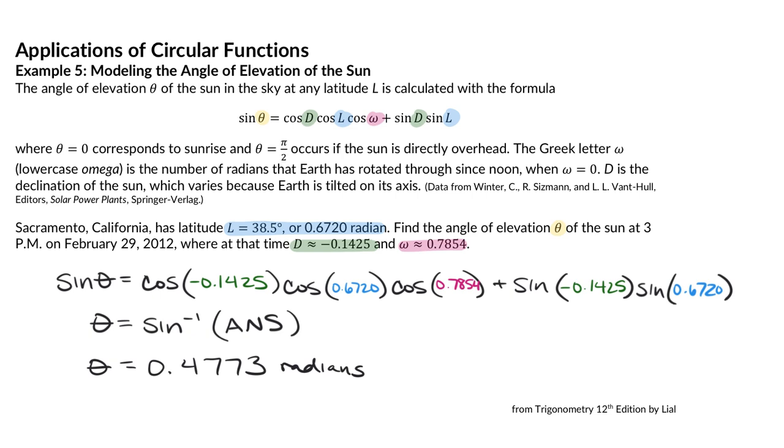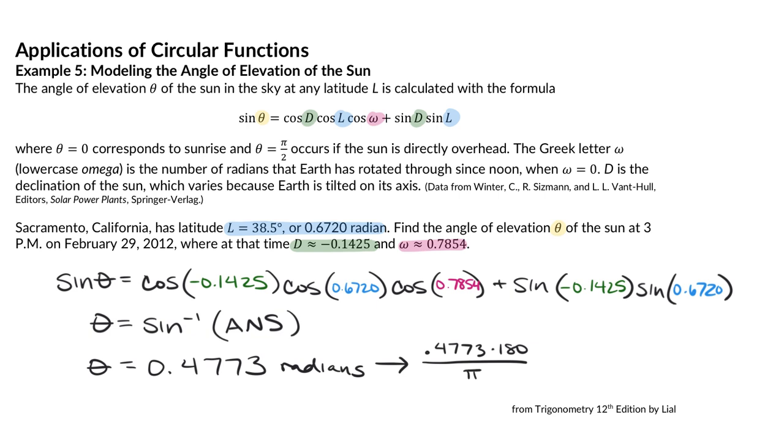Okay, now here's the deal. In this real life question, if somebody asked you what's the angle of elevation and you said 0.4773 radians, they'd probably look at you like you were crazy. Let's answer this in degrees, which is generally how we answer angle of elevation questions. So let's convert this into degrees. What's the conversion factor? I think it's 180. If it's in radians already, it's 180 over pi.